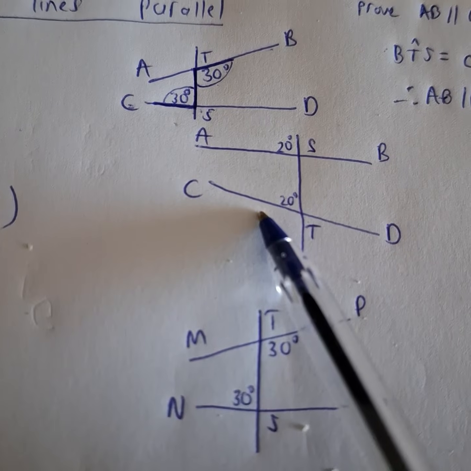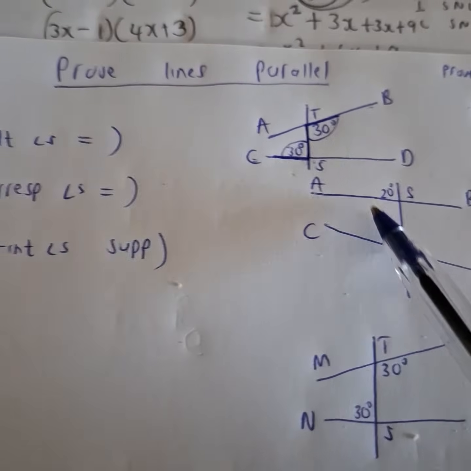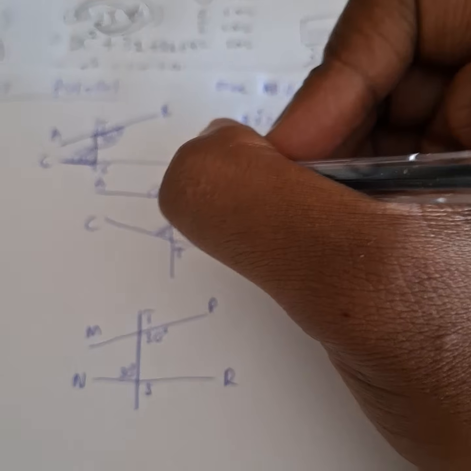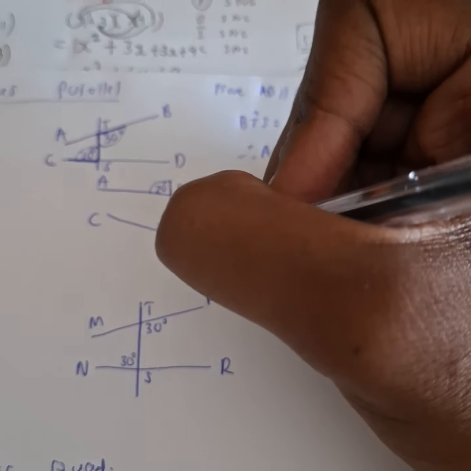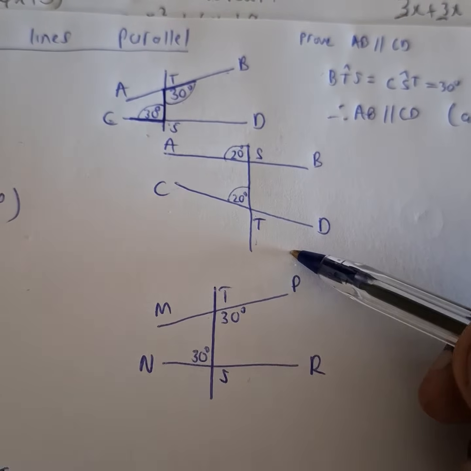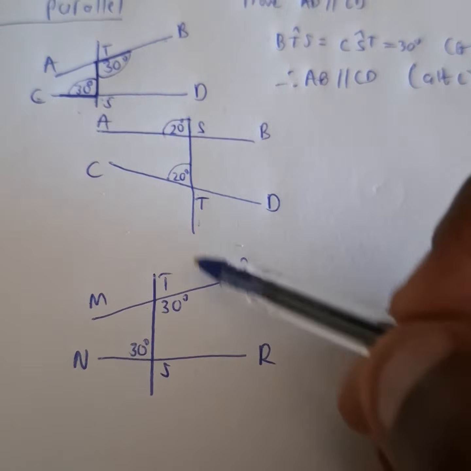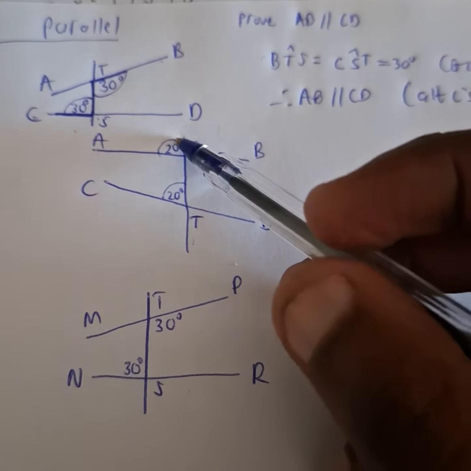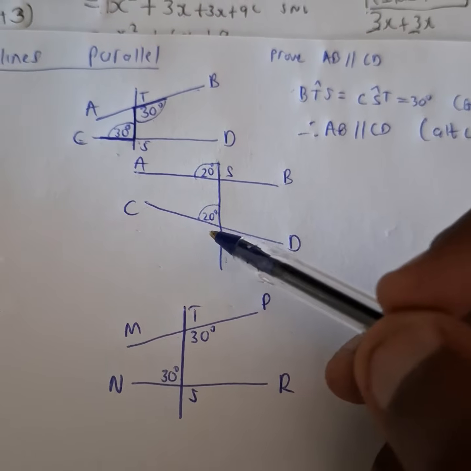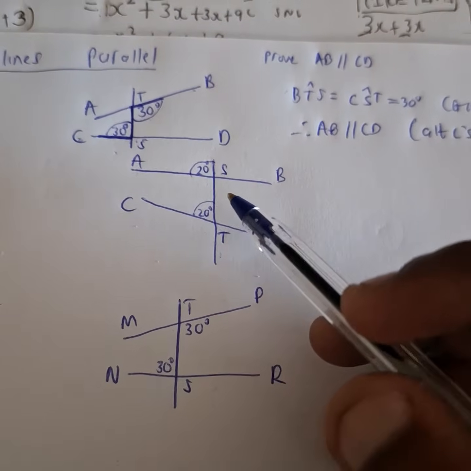Look at this diagram. What if we were asked the same question? Prove that AB is parallel to CD. So we could also look for this 20 degrees, which is on top of this line, and this 20 degrees on top of this line, on the same side of the transversal line. These two angles are equal. My F shape. On top, F shape. Bottom would also be F shape, but it must be on one side of the transversal line.